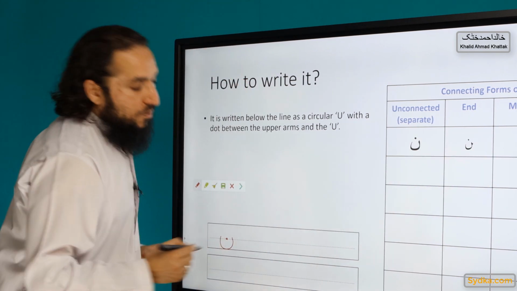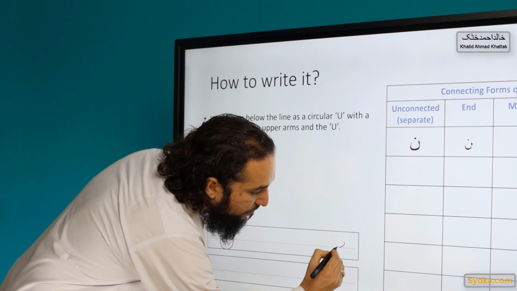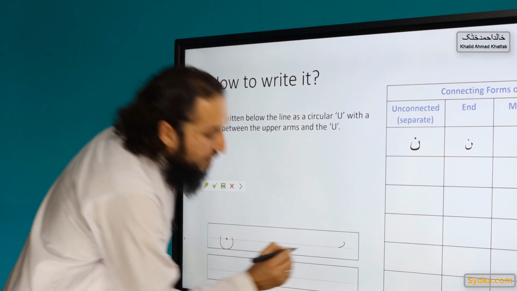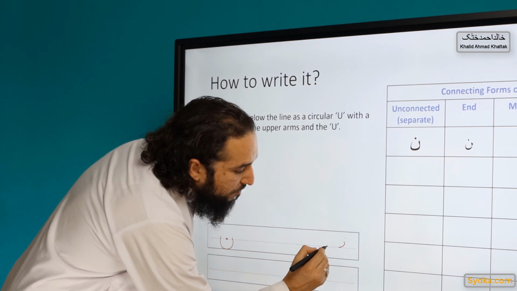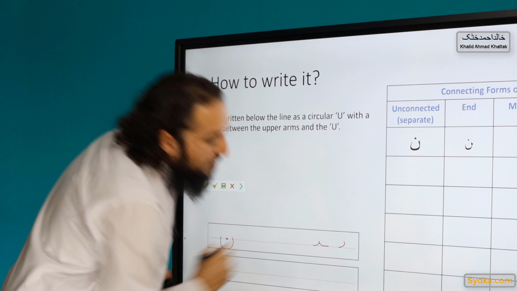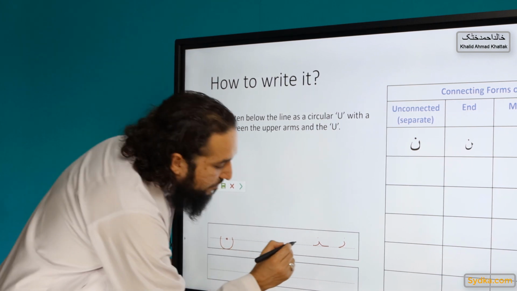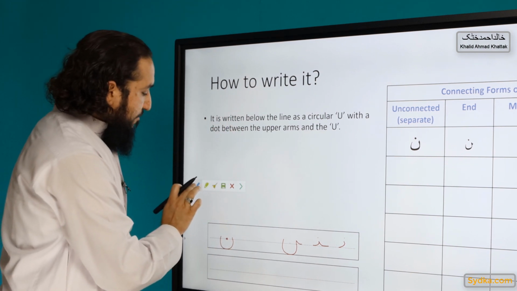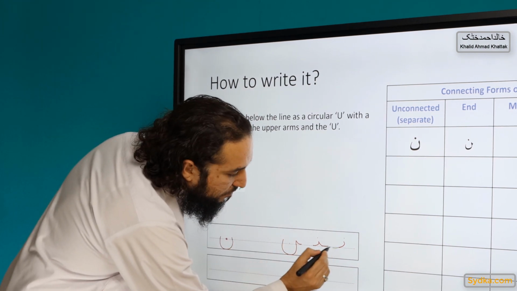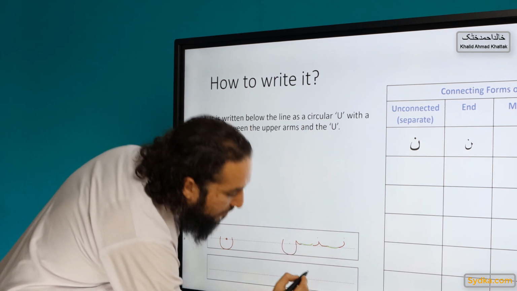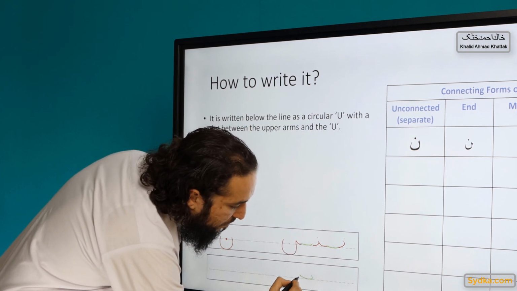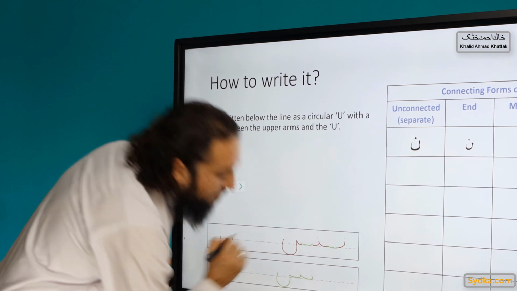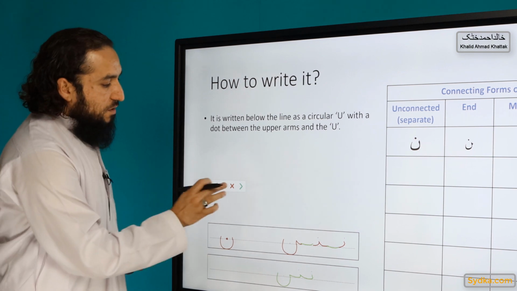In the beginning, it would look like this. It stays above the line. If it's in the middle, it's like this, and if it is at the end, it's like this. So we can connect them. Let's try again. Noon, noon, noon. This is how we write it.